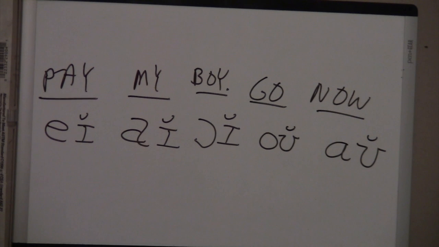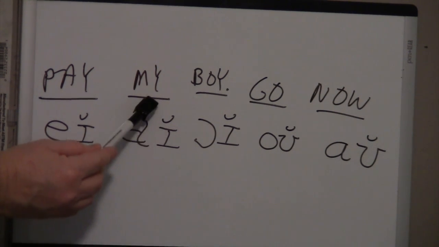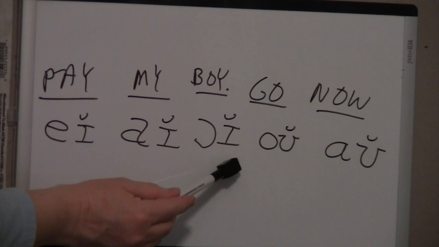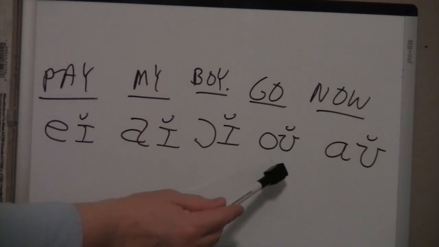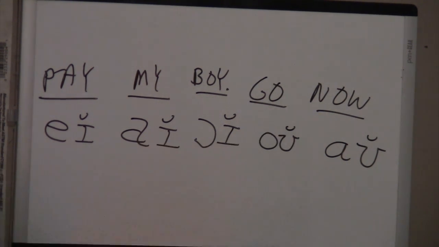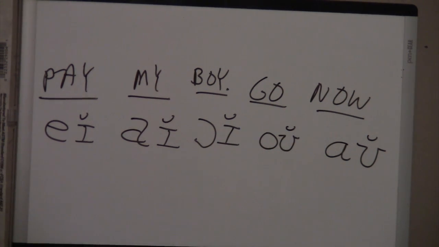Okay, here you have 5 new sounds, or 5 diphthongs. Pay, that's the sound for A. That is the diphthong for I, as in my. That's the diphthong for oi, as in boy. That's the diphthong for o, as in go. And that's the diphthong for ow, as in now. Now let's break those apart and look at them one at a time.